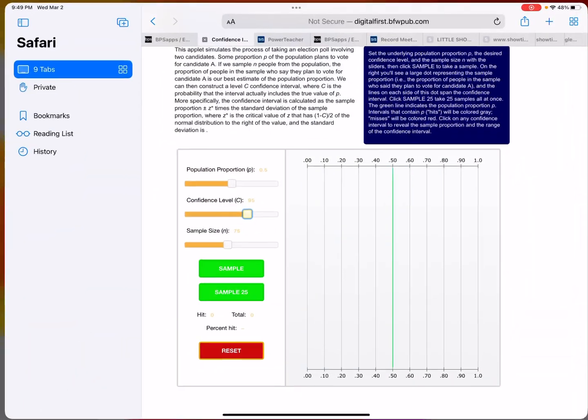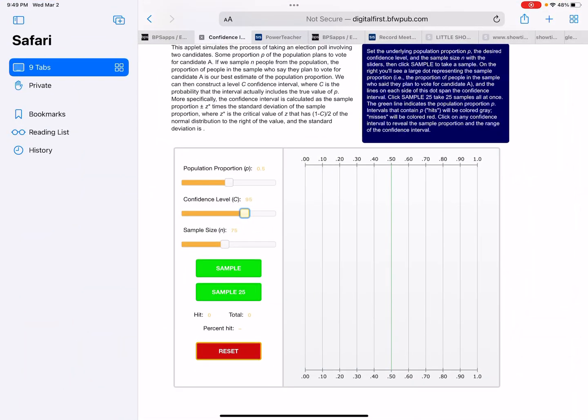So here's the app. I've already got it set up, so I want 0.5 for my population proportion, 95 for my confidence level, and 75 for my sample size. So for number 2, it says click sample. So I'm going to click sample. And there's my first confidence interval. Just made the confidence interval for me.